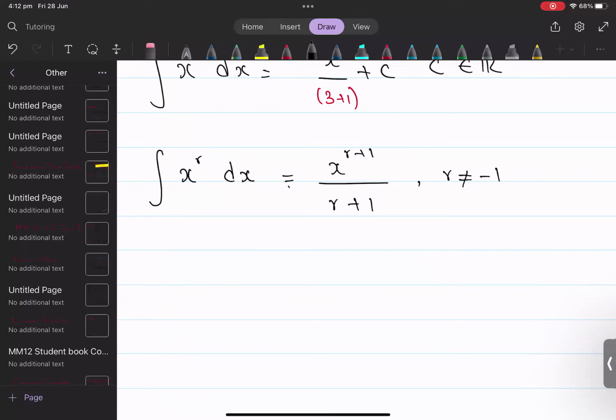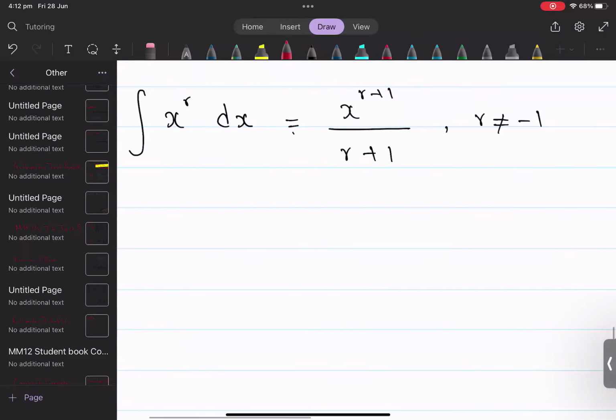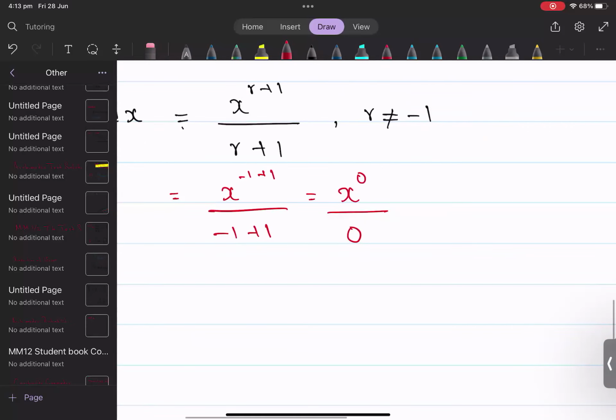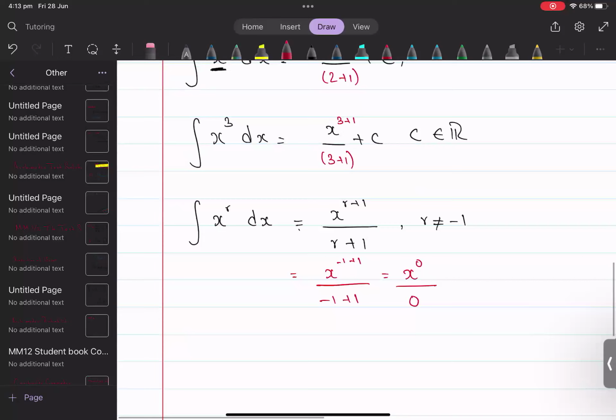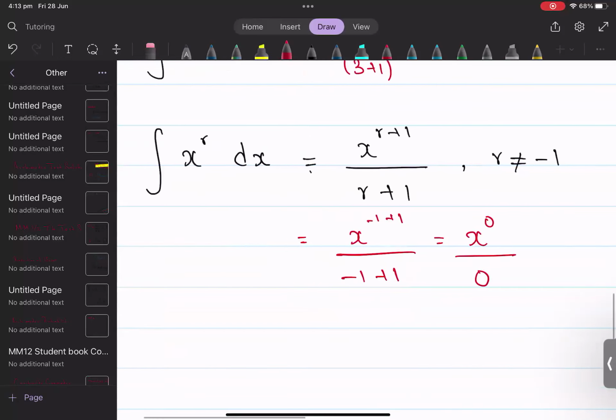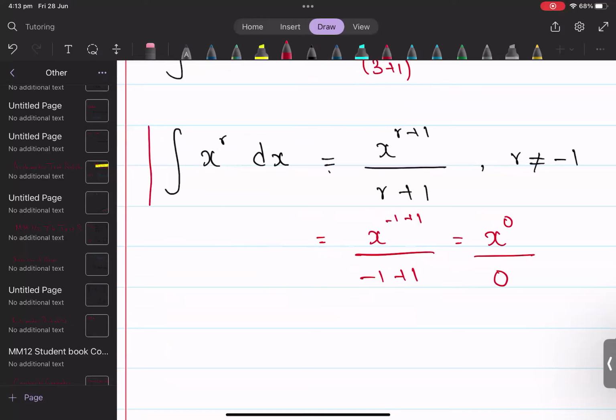You might be wondering, hey, why can r not be equal to -1? I'll give you a challenge to do. Try and plug in r equals -1 into this expression. Let's do it. If we have r equals -1, we just have x to the power of -1 plus 1 over -1 plus 1. Hopefully you start to see that this is just x to the 0 divided by, oh, we're dividing by 0. Oh no, that can't be happening. So this generalized formula does not apply when r is equal to -1, but it works for every other number.